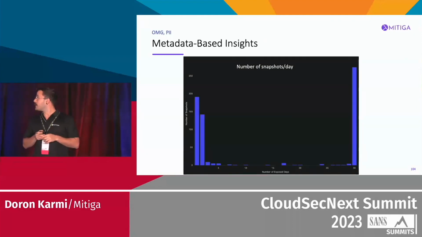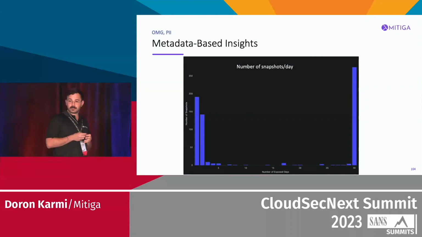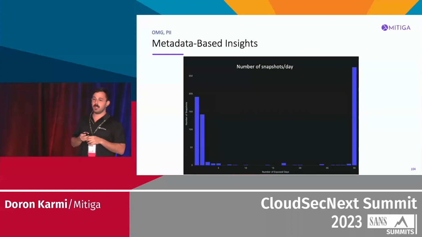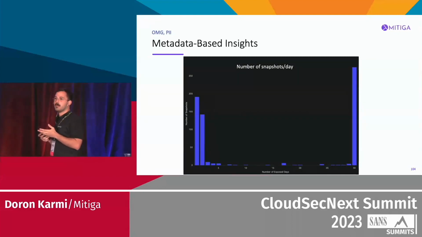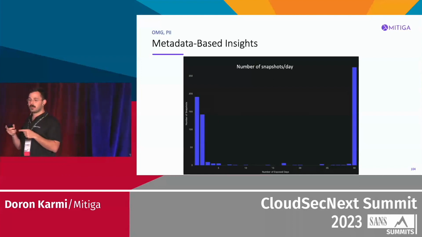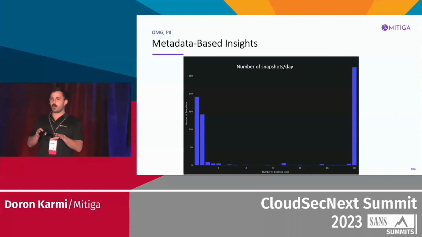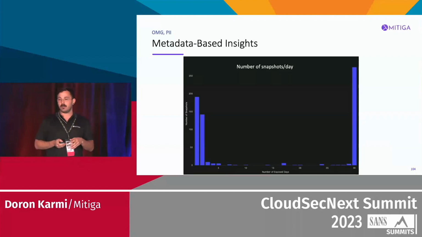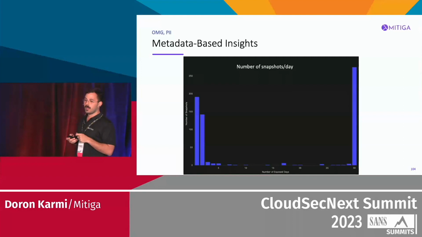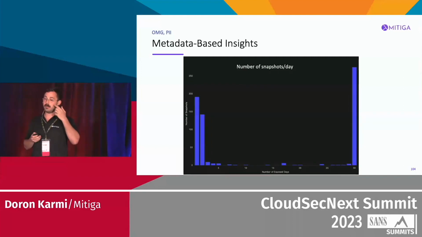Some metadata-based insights. Here we can see a graph that shows the number of snapshots per day, which means for how many days each snapshot was exposed. This is quite interesting because on the right-hand side, we can see that about half or a little bit more than half of the snapshots were exposed for the whole period of the research, for 30 days.